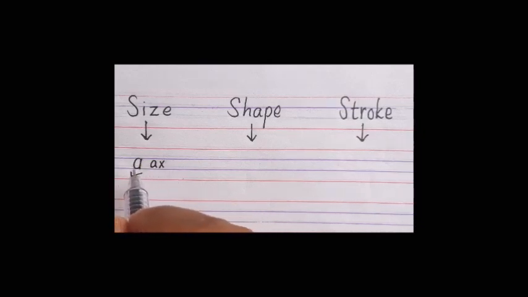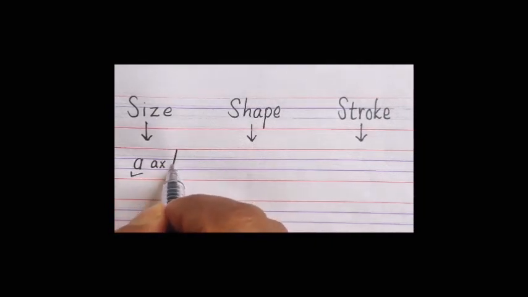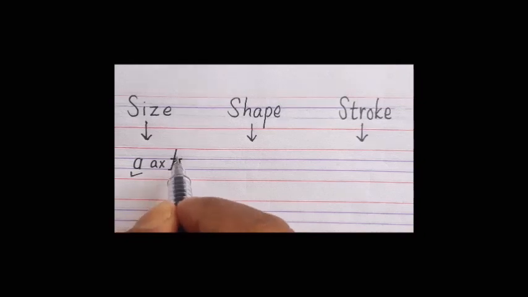So this is the size of the letter. The body of the letter should be written just between these 2 lines. For example, I write another letter B, and this is the body of the letter B, and it is written just between headline and baseline.